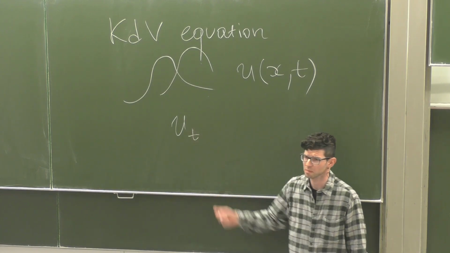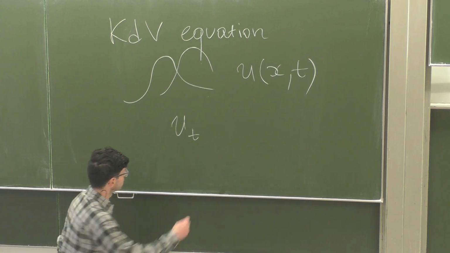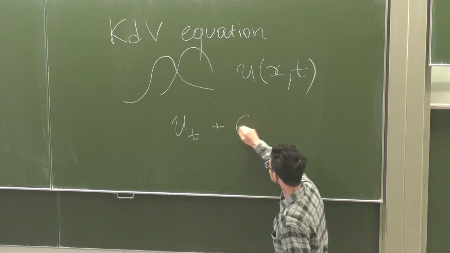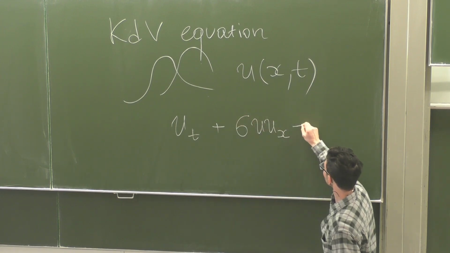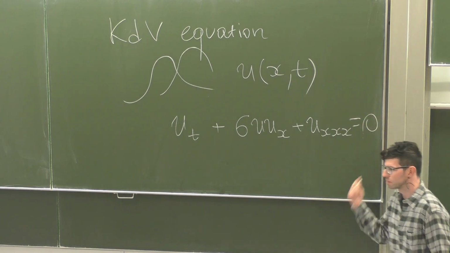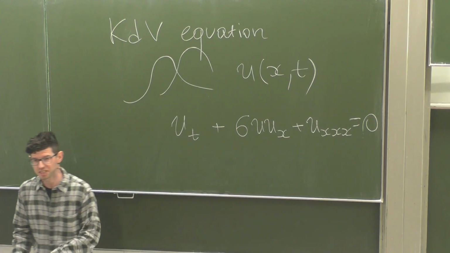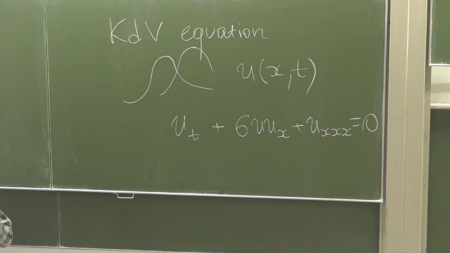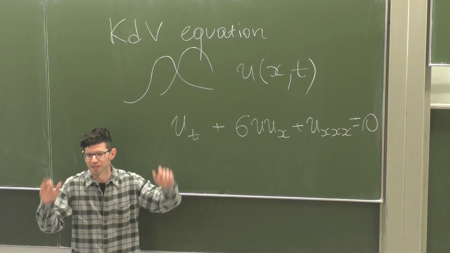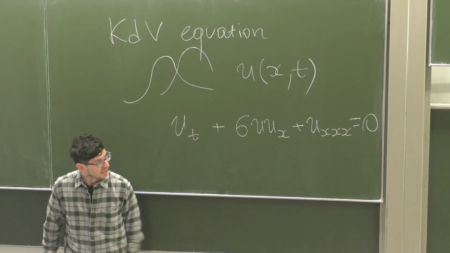So we'll use subindices for derivatives. So u subindex t, that's the time derivative. So u_t plus 6 u u_x plus u triple x is equal to 0. u triple x is the third derivative with respect to x. The coefficient 6 here is purely conventional. It can be made into anything you like, but we have to choose something, so I choose 6. So that's the main equation.